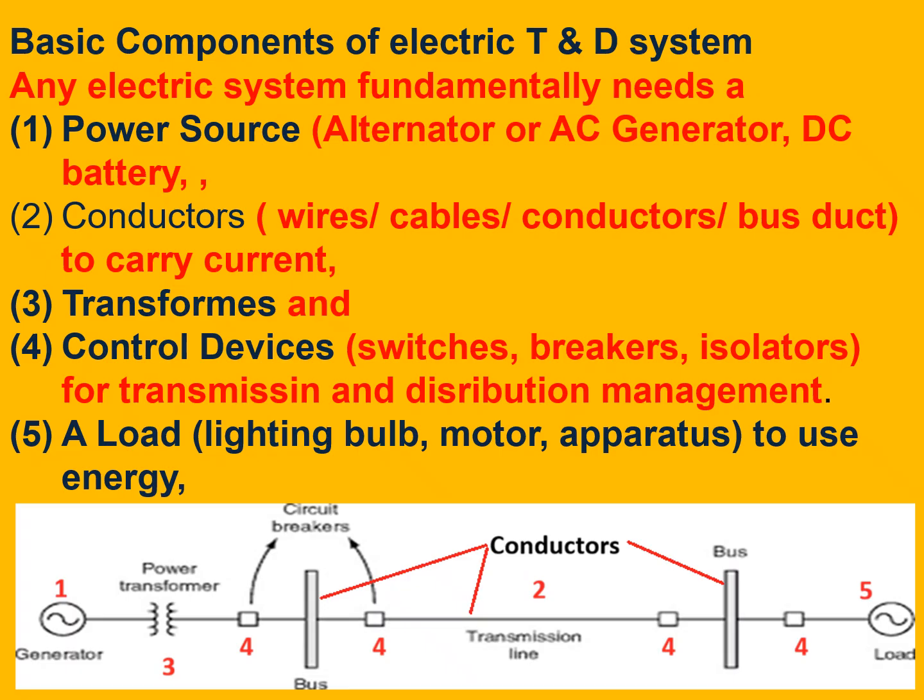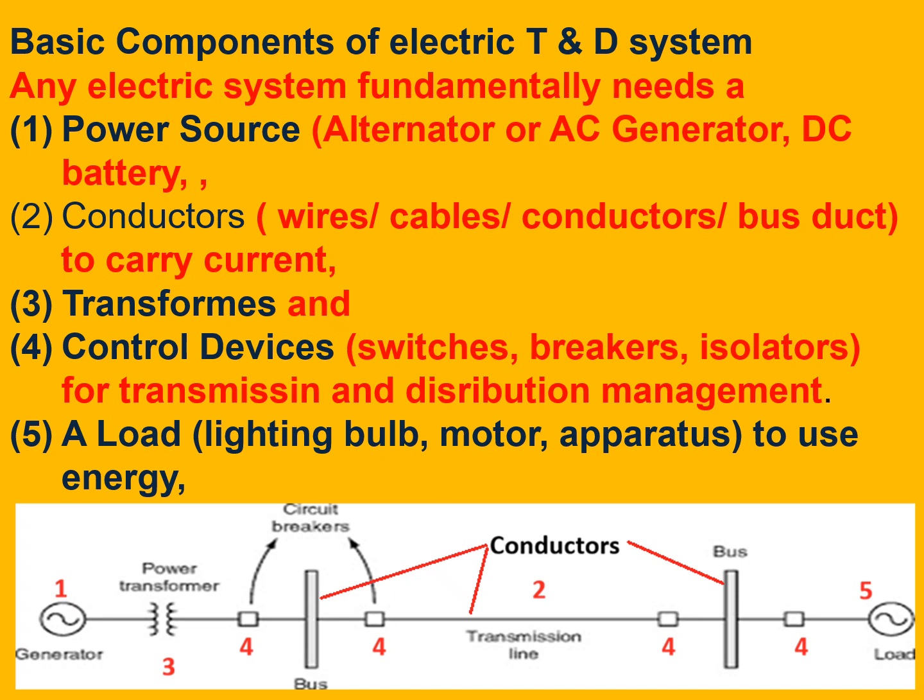Simple bare naked conductors, they may be naked conductors. The next category is bus duct. For load beyond 400 kilowatt, we always go for bus duct to carry the current. The third and most important item is transformers. And as I told you, the transformers can be step up or step down.